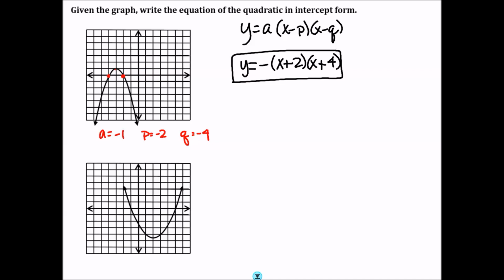Now if I look at the second graph, I start at the vertex, and then go to the right one, and see how far up or down I go to get to the graph. And I have to go up 1/2. So a is 1/2. Then if I look at my two x-intercepts, p and q, one of my x-intercepts is -1, the other one is 5. So when I write out my equation, I get y equals a times x minus p, so x minus -1 is x plus 1, and then x minus 5.